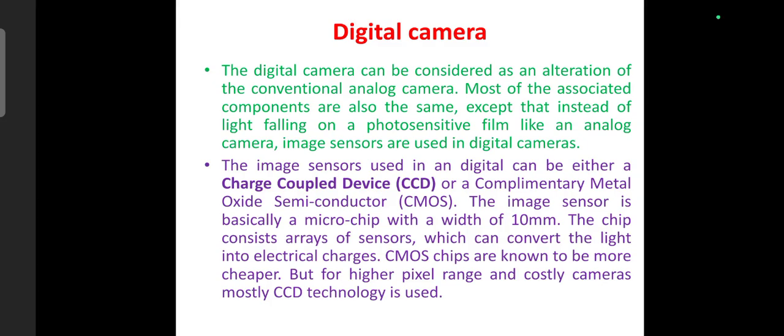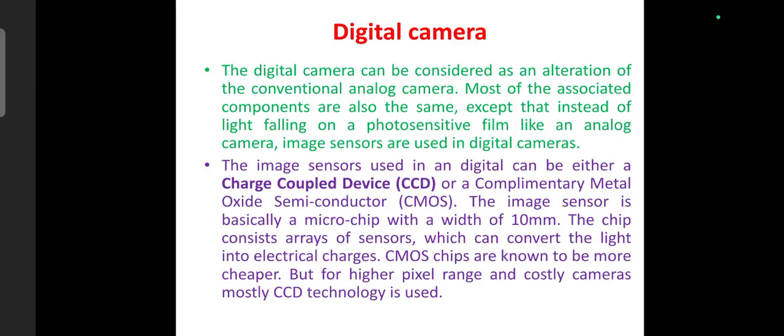Now let us move on to one of the most widely used devices in modern entertainment electronics, the digital camera. Today almost everyone uses a digital camera either as a standalone camera or as part of a smartphone. Digital cameras have completely replaced traditional film cameras because they provide instant image viewing, better storage and easy sharing of photographs. According to the slide, a digital camera can be considered as a modification of the conventional analog camera. Most of the components remain the same, but instead of recording images on a photographic film, a digital camera uses an image sensor to capture the image.